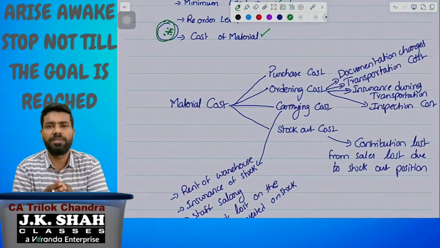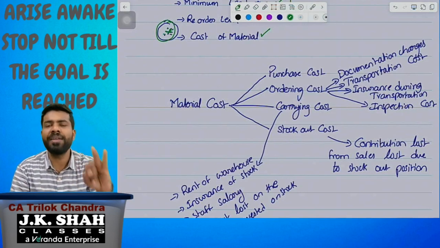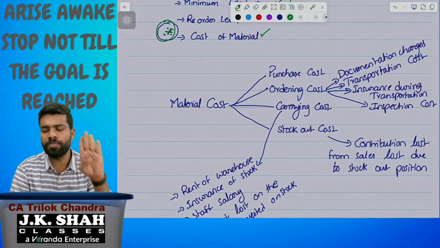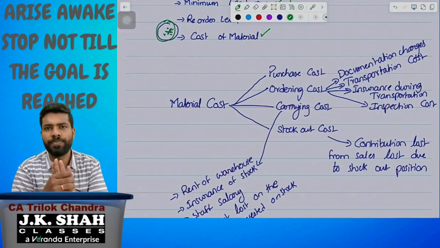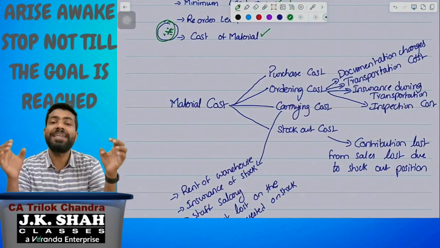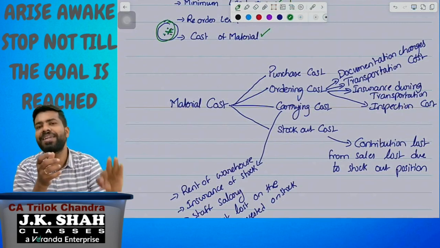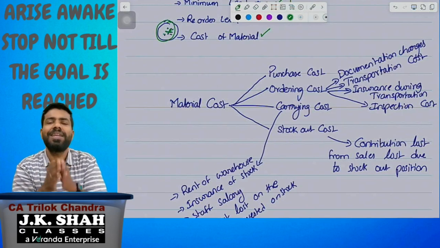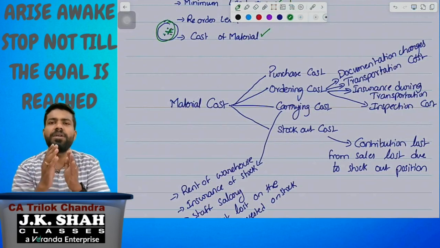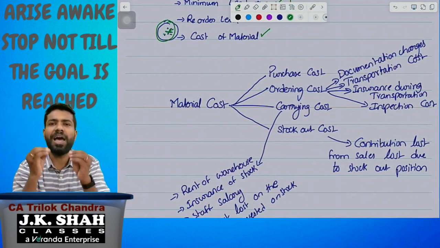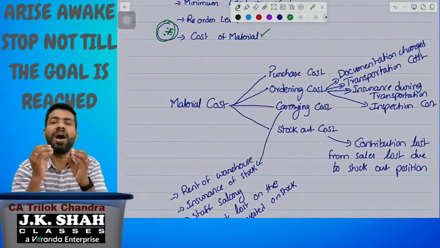The cost elements associated with the material cost are number 1, purchase cost, number 2, ordering cost, number 3, carrying cost, number 4, stock out cost. These are the 4 cost elements associated with the material. Whenever the requirement is to calculate material cost, we need to sum up all the 4 cost elements: purchase cost, ordering cost, carrying cost, stock out cost. Let us understand one by one. First of all, purchase cost. What does purchase cost mean? Whatever amount is paid to the supplier, we are going to call it the purchase cost.